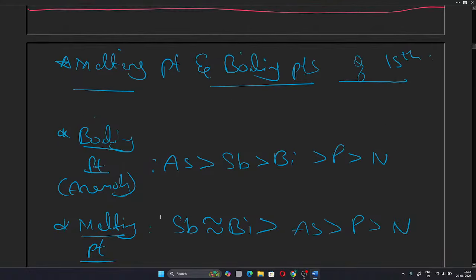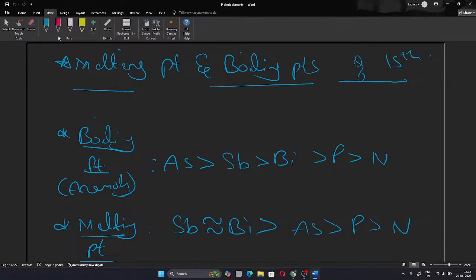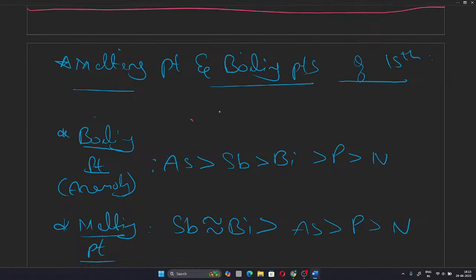Melting and boiling point: arsenic has the highest boiling point, with antimony, bismuth, and phosphorus following. We can say for boiling point, it first increases up to arsenic, then decreases from arsenic.